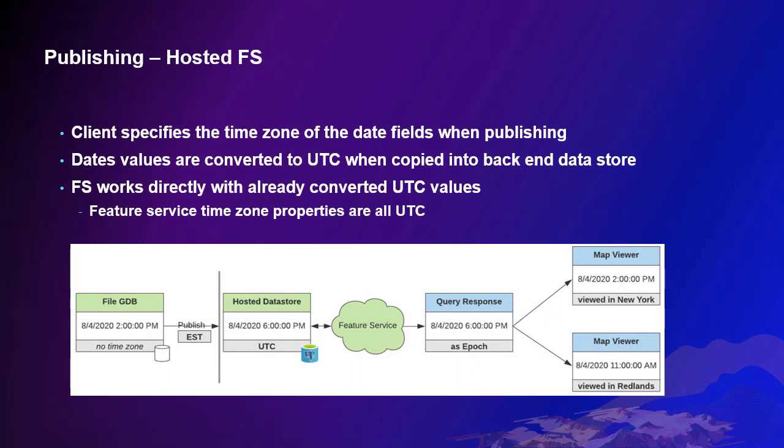When publishing hosted feature services, the data is copied to the backend data store. During the process, the date values are converted to UTC. The settings we just described are used to do the conversion. Once published, hosted feature services then always work with dates in UTC from the backend data store. This avoids the cost of conversion when working with the data. In the example in the diagram, you can see how values in Eastern Time in a file geodatabase get converted to UTC when published and returned as UTC values in query responses from the feature service.